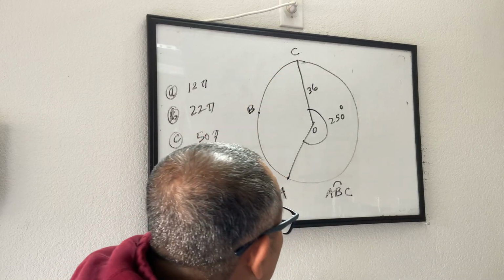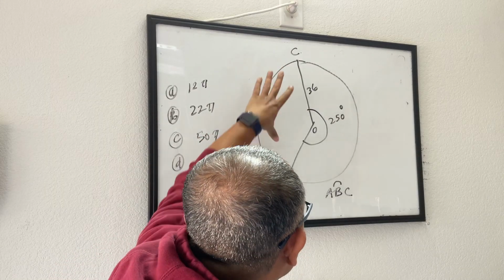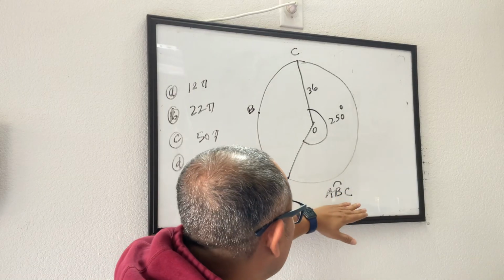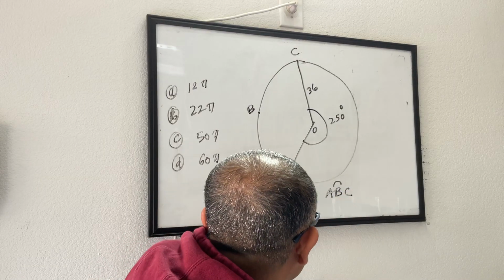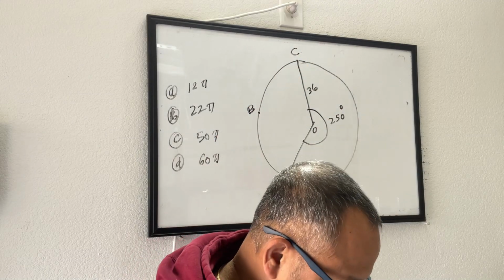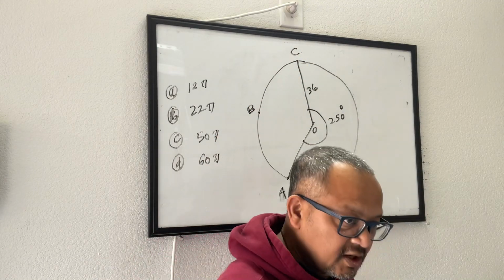ABC. See, whenever somebody says minor arc, you're always looking at the smaller one, any which way. But the question is more explicit by saying, what is the length of minor arc ABC? That means it's saying, find out this length. Yes, Pradeep. B, 22 pi. 22 pi, okay.